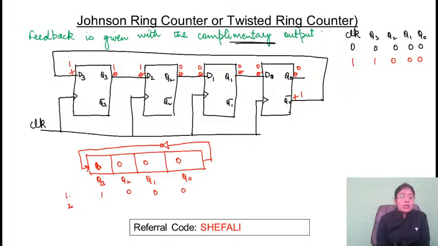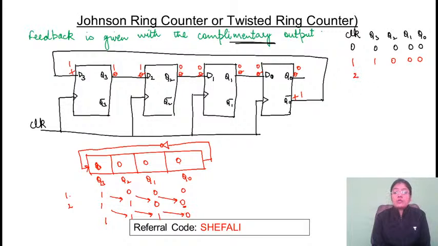What will happen after the second clock? Q0 is what? That is nothing but 0. So Q0's complement is giving the value for Q3. So Q0's complement is 1. This will be shifted here. This will be shifted here. This will be shifted here. Again Q0 is 0, so its complement is 1. This comes out to be 1. This will be shifted here. So this way you can note down the outputs for all the clocks. So this comes out to be 1100.